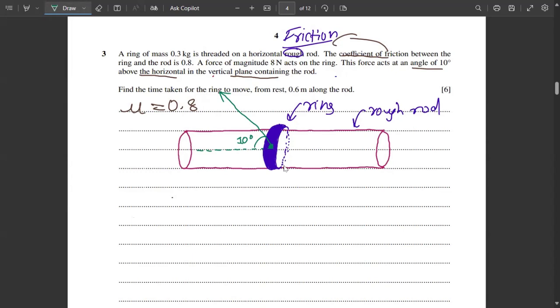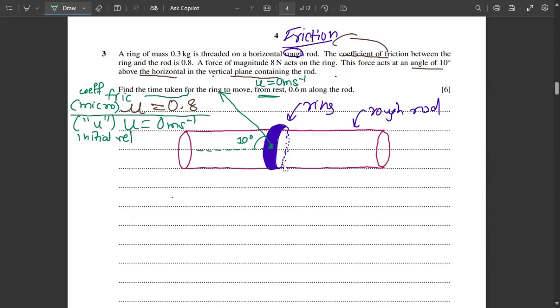Find the time taken for the ring to move from rest. Okay, important point. That means initial velocity is 0 meter per second. Let me write it right here. This is called mu, and this is called simply u. This is the coefficient of friction, and this is the initial velocity. So make sure you don't confuse between the two, and make sure you understand both of them. Find the time taken for the ring to move. Okay, time we have to find out.